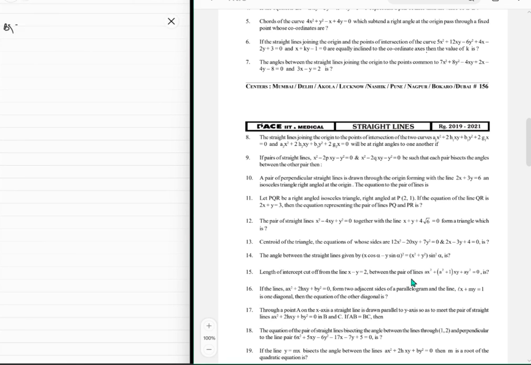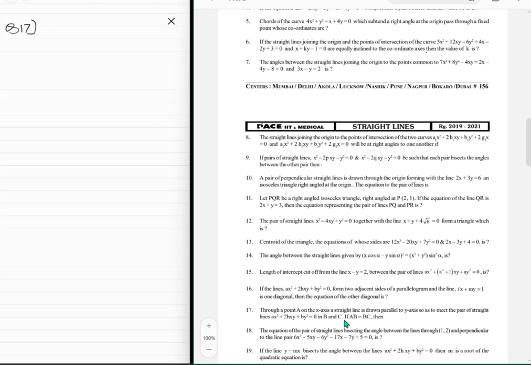Question number 70. Through a point A on the x-axis, a straight line is drawn parallel to the y-axis so as to meet the pair of straight lines. Okay, A is on the x-axis, the straight line is drawn parallel to the y-axis, so x equals whatever the x value of A is, to meet the pair of straight lines in B and C, if AB equals BC.